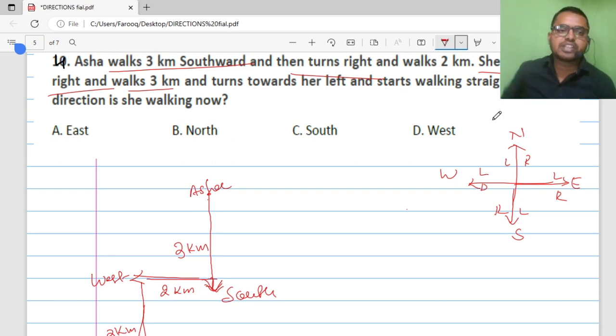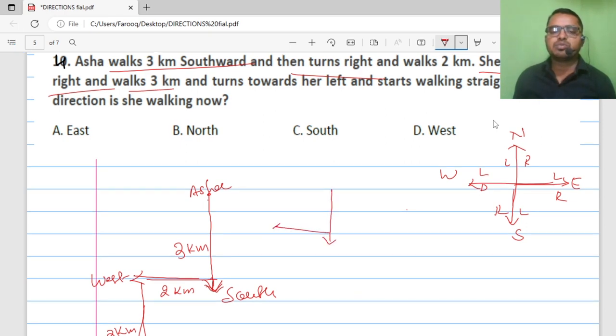Once again, see here, Asha walks 3 kilometers towards the south. She walks south and takes a right turn and moves in the west direction. Again she takes a right turn and walks 3 kilometers. After the right turn, she took a left turn and starts walking here. In which direction is she moving now?